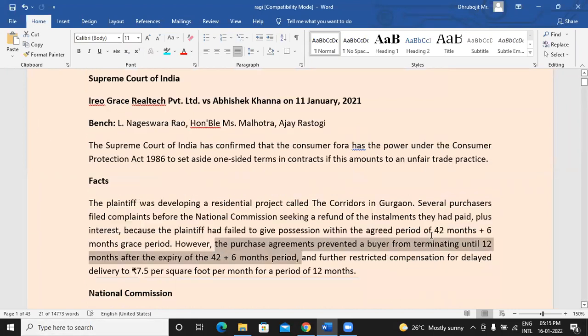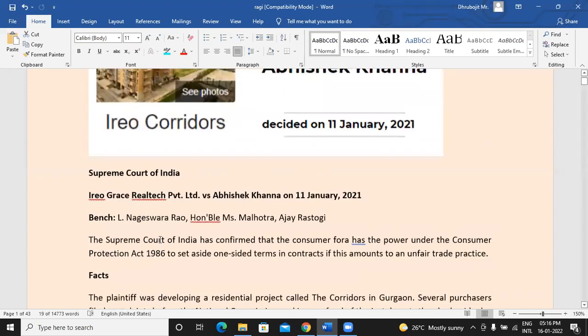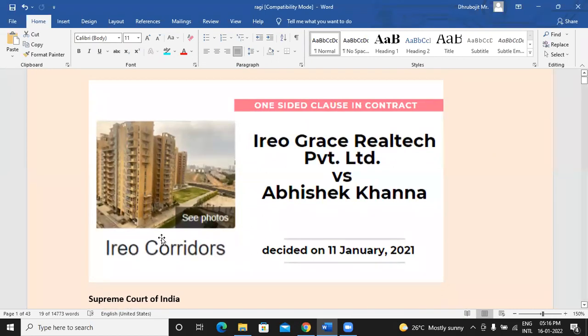That means, fine, we are making a promise to complete it within 42 months. If not, 6 months of grace period also is there. But even after this, if we are not able to hand it over, then until 12 months the prevention is there for the buyer. There is this prevention that you cannot terminate this contract. And the restricted compensation for delayed delivery is up to 7.5 per square foot per month for a period of 12 months. First 12 months, you cannot terminate. Next 12 months, this is only the compensation. That means everything was in their support. For the buyers, there was a huge penalty which was imposed. But if there is a delay from the side of the builder, then it would be a very small amount. For 12 months, you don't have the option of terminating also.